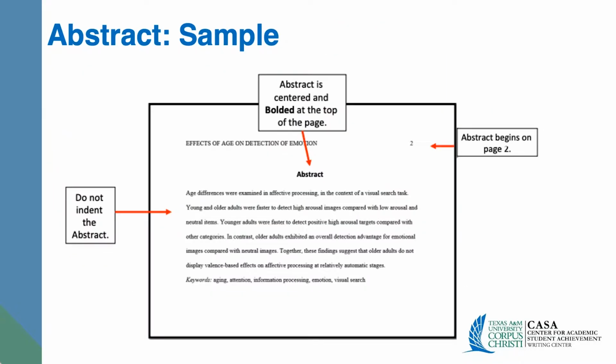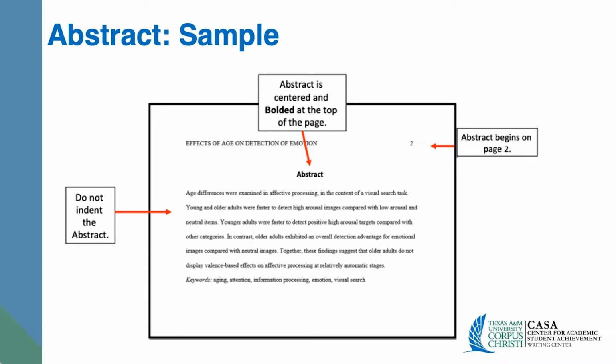Let's look at the example of the abstract. As you can see, the running head is still at the top of the page, as is the page number. The running head, the shortened title of this paper, is Effects of Age on Detection of Emotion. You'll see that the abstract is bolded, capitalized, and centered, and you do not indent the paragraph. And then it's about 6 lines of text. It's going to go through very quickly and just give a brief overview of the entire document.